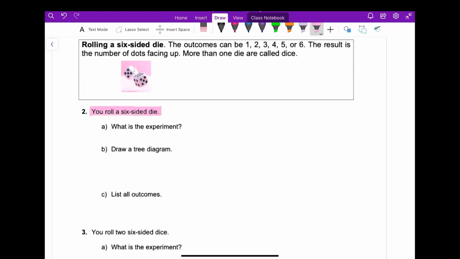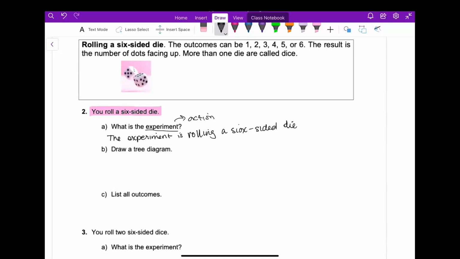And then next, you should think of, what is the experiment? What am I dealing with? What's the action? Am I dealing with a coin, a spinner, a die, cards? What am I doing? So the experiment is the action. And so let's say the experiment is rolling a six-sided die. That's the action. You're going to roll a six-sided die.